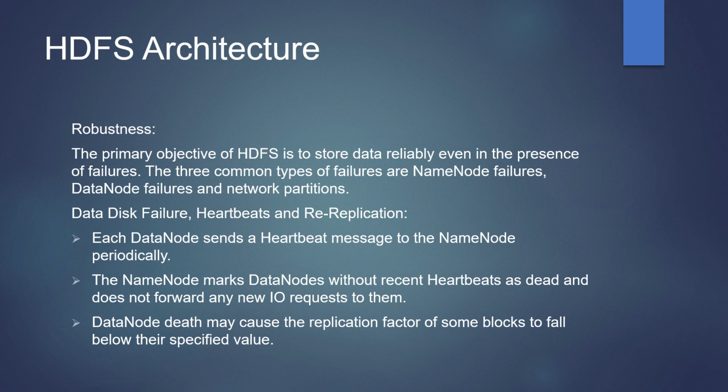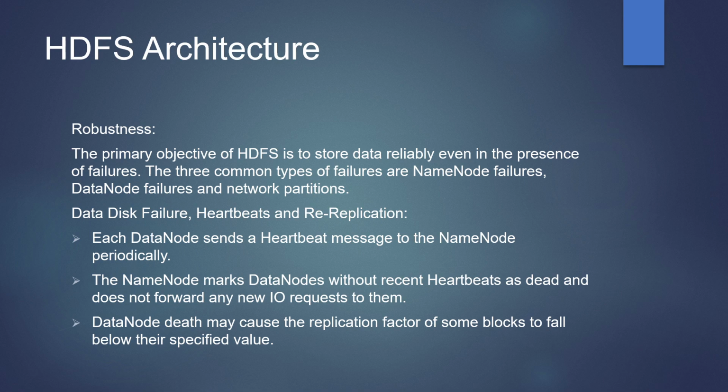We will see a few characteristics of HDFS architecture. The first one is robustness. The primary objective of HDFS is to store data reliably even in the presence of failure. This is how it maintains the robustness. We could have a data disk failure. In that case, how is it handled?